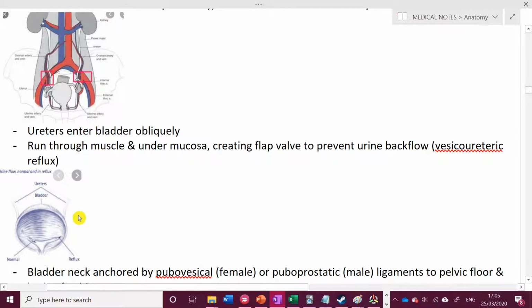The ureters enter the bladder obliquely, as we saw, and they run through the muscle under the mucosa, creating a flap valve to prevent urine backflow, or vesicoureteric reflux. So there will be a valve here to prevent backflow of urine.